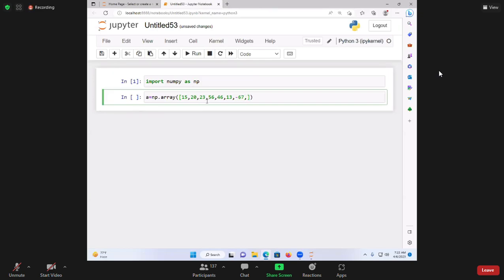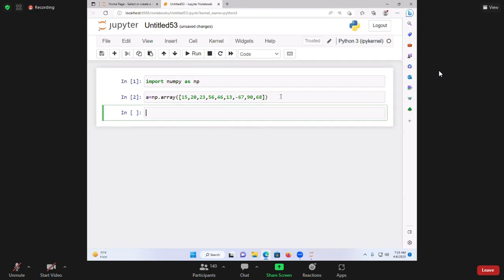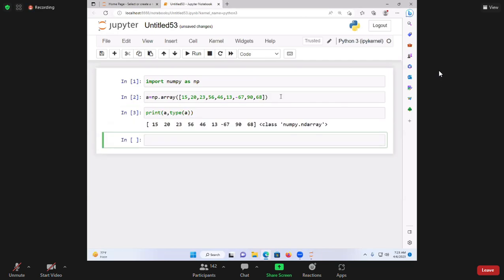And how many elements are over? Next is 90, and 68. These are my elements. Totally 9 elements are available here. Okay. Now I'll print A and type of A. You are already aware of it. It's very easy. Now my requirement is, I'll be shaping it.